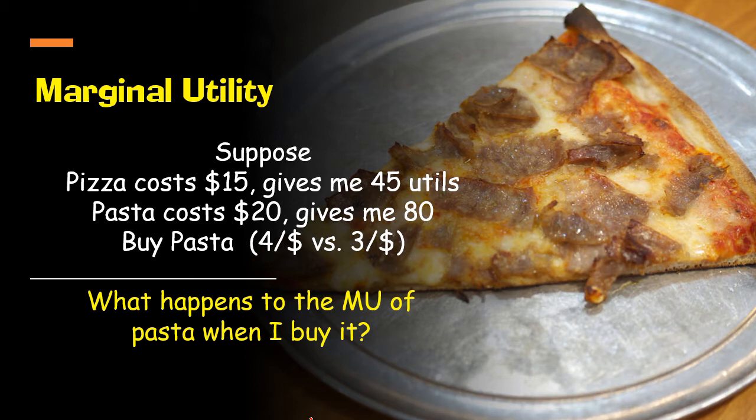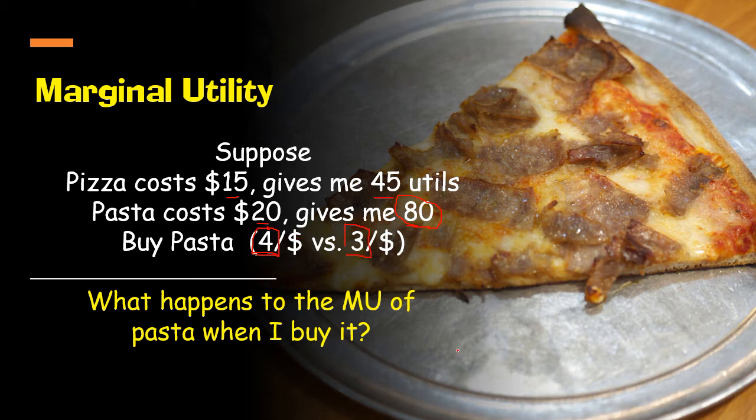Okay? So what we do is we want to look and see how much we get for every dollar that we spend. So in this case, 80 over 20 is 4. I get 4 utils for every dollar that I spend on pasta. But on pizza, I only get 3. So I should buy the pasta, not because it gave me 80, but because that 80 translates to 4 utils for every dollar.